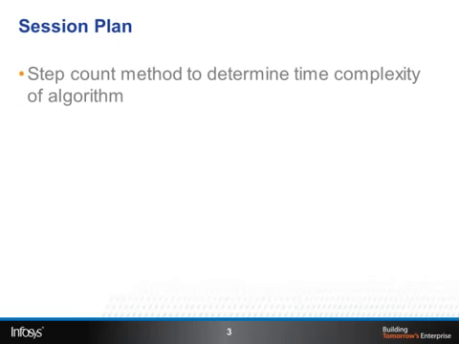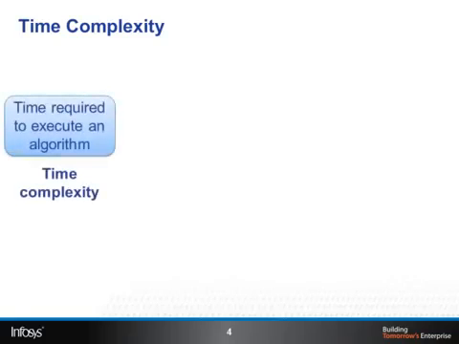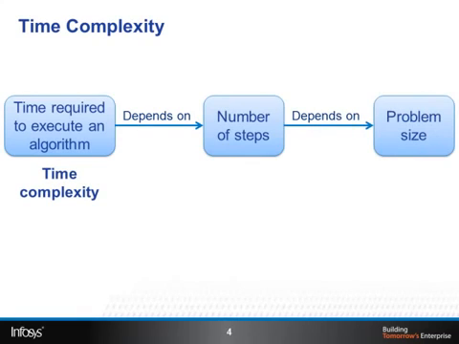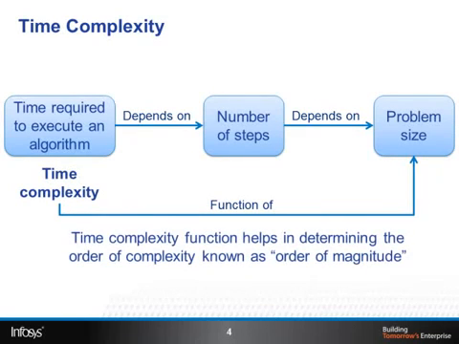In this session, we will discuss a method known as step count to determine time complexity of an algorithm. As we have discussed, time complexity of an algorithm is the time required to execute. How much time the algorithm execution will take is dependent on the number of steps in the algorithm. The number of steps depends on the size of the problem, so the complexity is a function of problem size, and this function helps us in determining order of complexity of an algorithm called as order of magnitude.